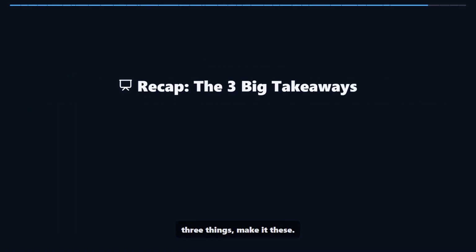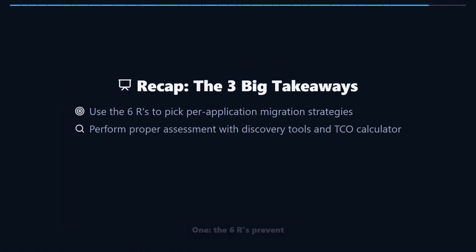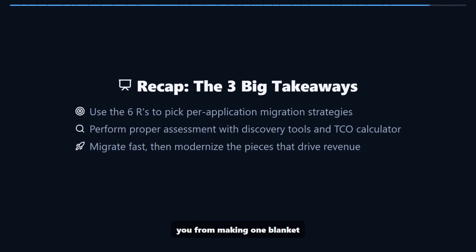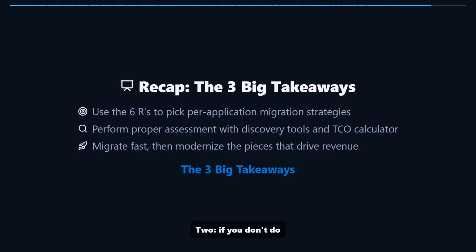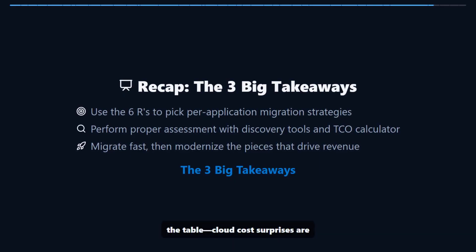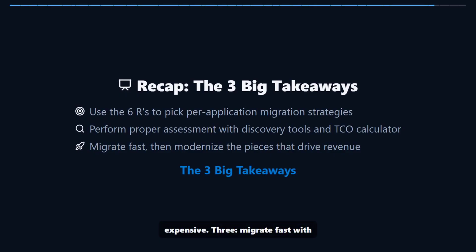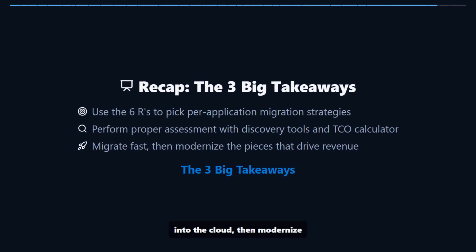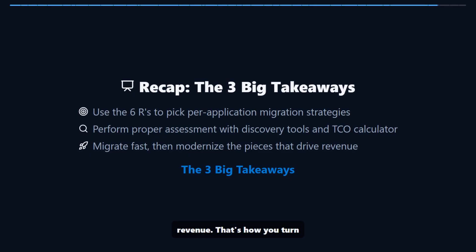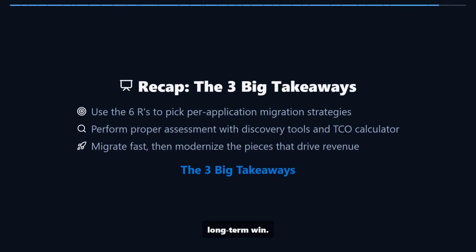If you walk away with 3 things, make it these. 1. The 6 R's prevent you from making one blanket decision for your entire portfolio. 2. If you don't do a proper assessment with discovery tools and a TCO calculator, you're leaving significant money on the table. Cloud cost surprises are expensive. 3. Migrate fast with Rehost or Replatform to get into the cloud, then modernize the pieces that actually deliver revenue. That's how you turn a rushed migration into a long-term win.